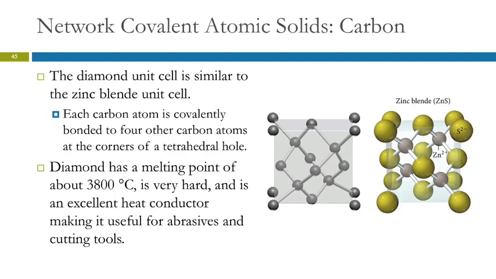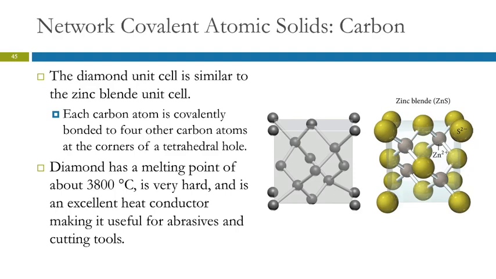Looking at how the atoms are arranged in a diamond, it is similar to the zinc blende unit cell. So here's a zinc blende. We had face-centered cubic, and the zinc ions were in 4 of those tetrahedral holes. In carbon, we have the same thing going on, except all of the particles are carbon atoms. So we have carbon atoms at the lattice points of a face-centered cubic, and the ones that are nestled in those tetrahedral holes are also carbon atoms.